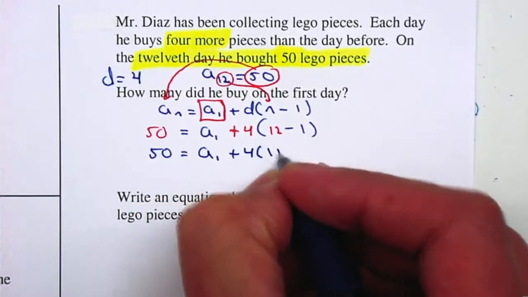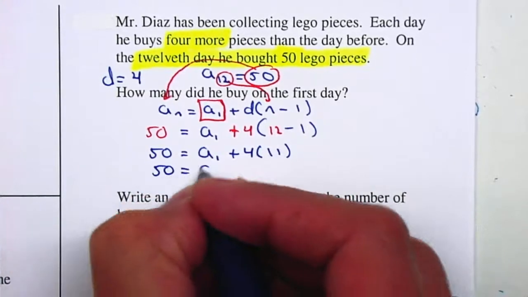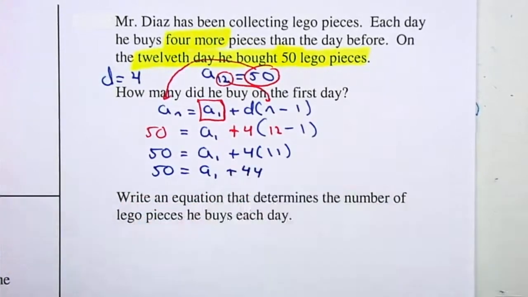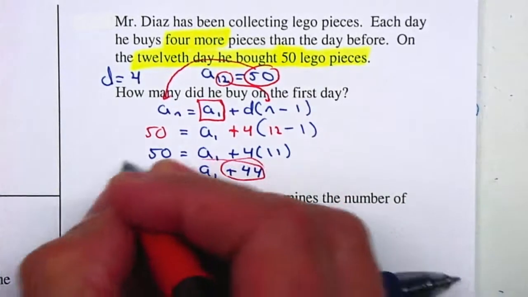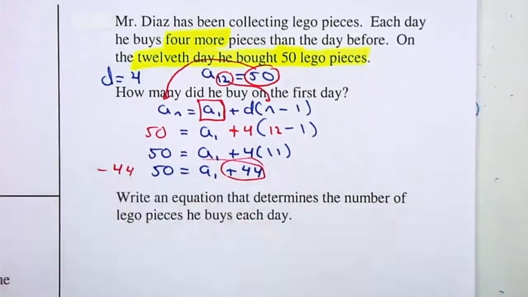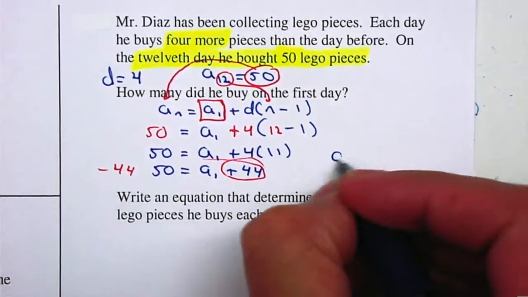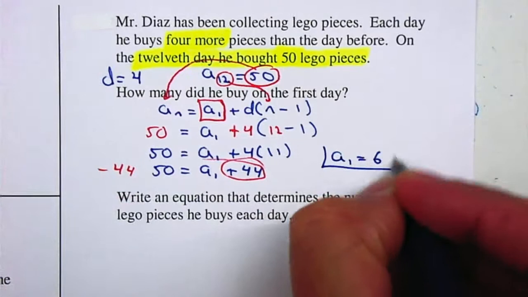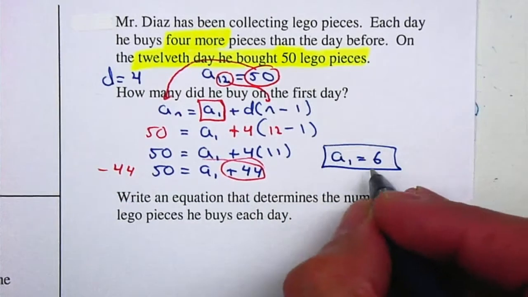12 minus 1 is 11. So it gives me 50 is equal to A sub 1 plus 44. I'm going to move my 44 to the left because it's negative 44. Negative 44 plus 50, A sub 1 will go to 6. That means that Mr. Diaz collected 6 Lego pieces on the first day.